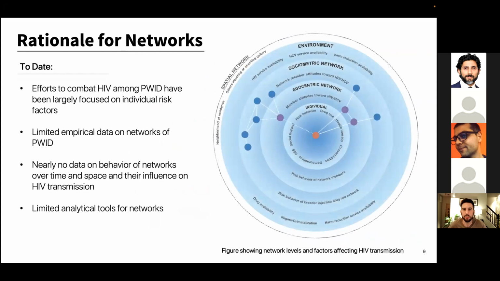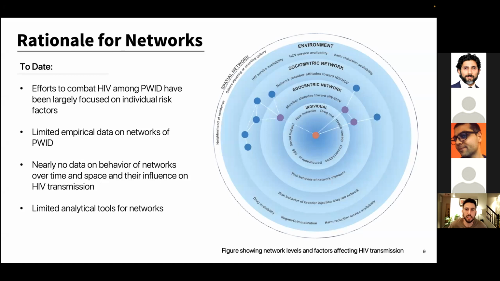For the most part, efforts to combat HIV to date have been largely focused on individual risk factors. And if you look at the figure on the right, with each ring out from the center, we know less and less. So for example, we know a lot about individual level risk factors for HIV, but comparatively less about how one's indirect network partners, for example, friend of a friend, or what is known as the sociometric network, impact HIV transmission and risk. If we can understand HIV risk in the context of networks, we can better leverage network-based interventions as efficient and effective means for interrupting transmission.